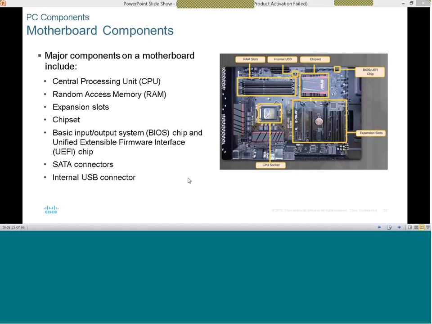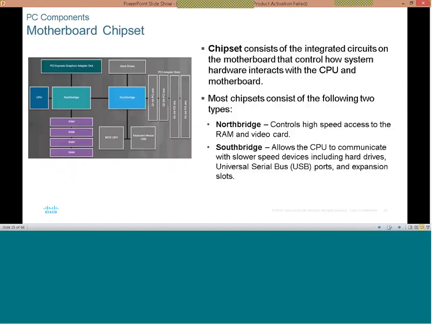And then we have the internal USB connector for connection. So you need to have some USB devices that are also connected. So that's what we have there.